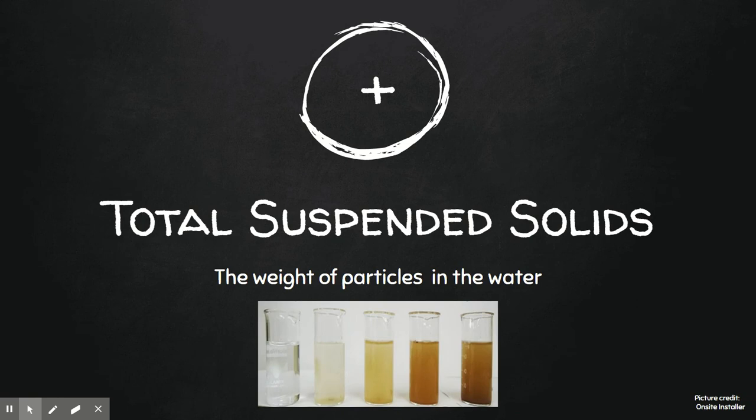Finally, we have total suspended solids, or TSS for short. This is very similar to turbidity, but instead of measuring how murky the water is, TSS measures the weight of all the particles in the water that is making it murky. Just like turbidity, this can include rocks, bits of organic matter like leaves, and algae. TSS can be calculated in a laboratory, where all of the particles are filtered out of the water sample and then weighed. We measure TSS in milligrams per liter, and lower values are better for salmon.